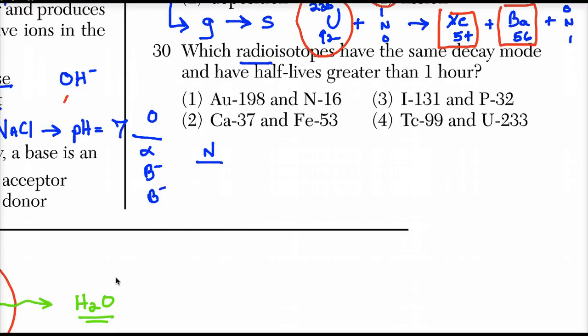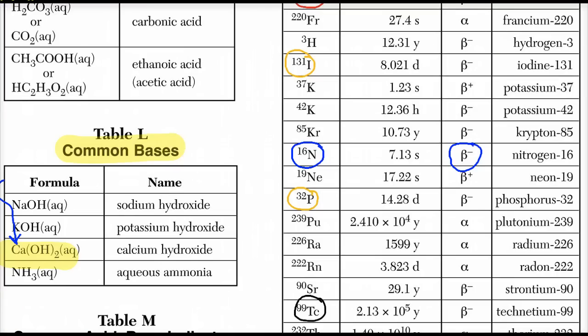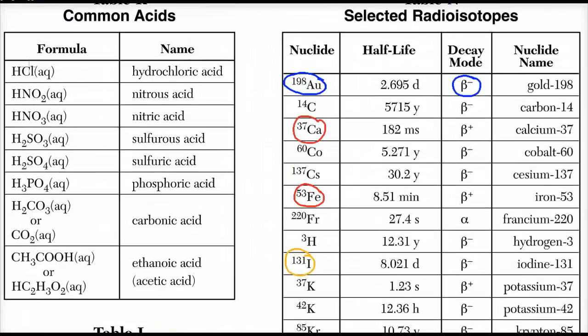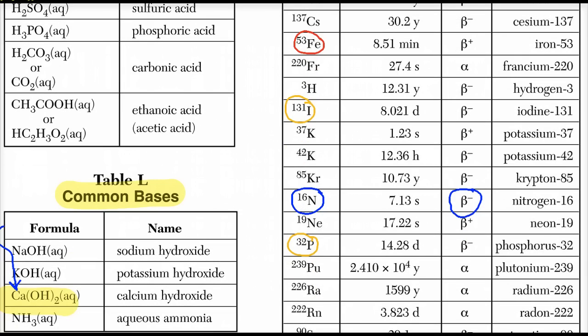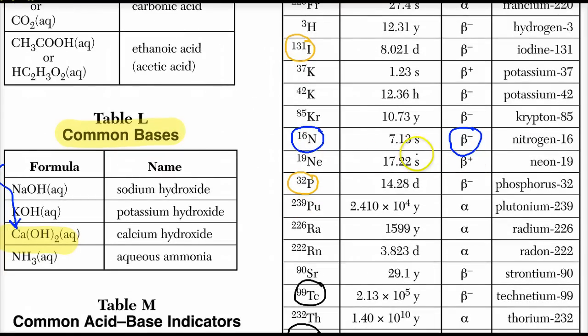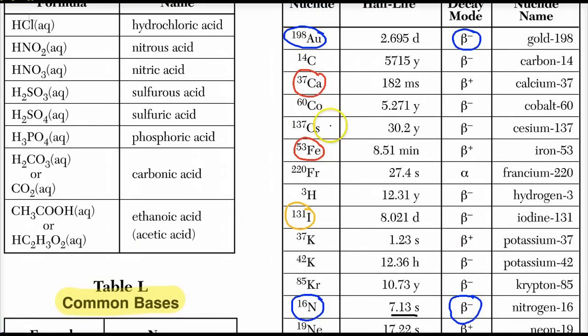In any case, getting back to the question here, because I could have made a mistake if I did not read carefully, they wanted the same decay mode, and they wanted half-lives, which are listed in table N as well, that are greater than an hour. So let's go back to our table again, and I have basically color-coded. We had gold 198, which is a beta decay, and we had nitrogen 16 beta, but this is 7.3 seconds, so that's not greater than an hour.